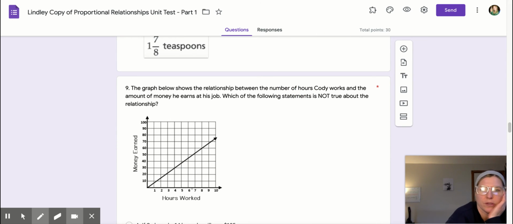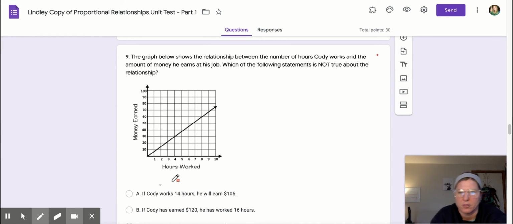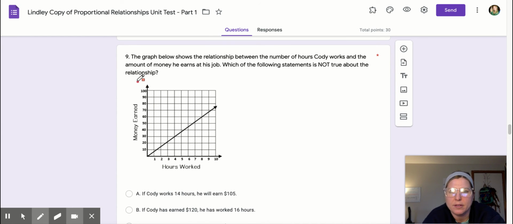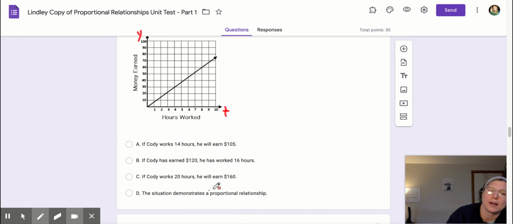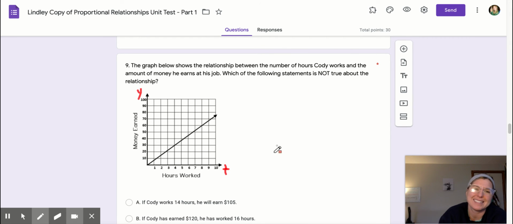The graph below shows the relationship between the number of hours Cody worked and the amount of money he earns at his job. Which of the following statements is not true about the relationship? So remember, this is Y and this is X. It says if Cody worked 14 hours, he will earn $105. Is that true? If Cody earned $120, he has worked 16 hours. Is that true? If Cody worked 20 hours, he will earn $160. The situation demonstrates a proportional relationship. So which one of those is not true?